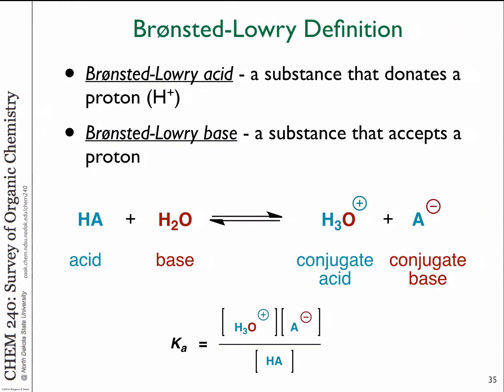The Bronsted-Lowry definition: a substance that donates a proton is an acid, and a substance that accepts a proton is called a base. Okay, so in the Bronsted-Lowry definition, every acid must be reacting with a base. It just doesn't ionize to form discrete ions that aren't associated with anything.